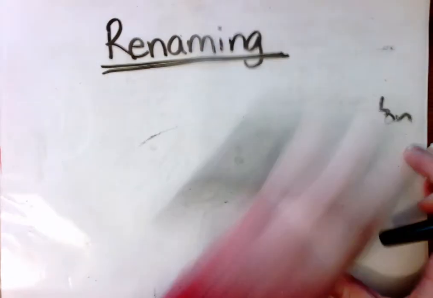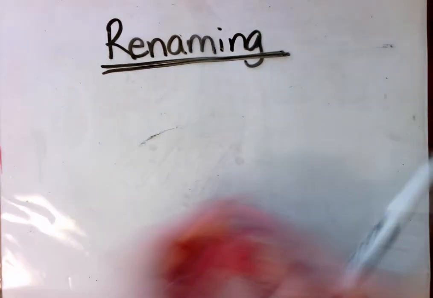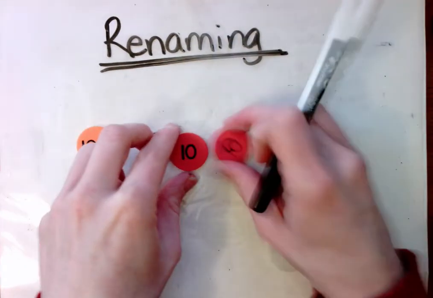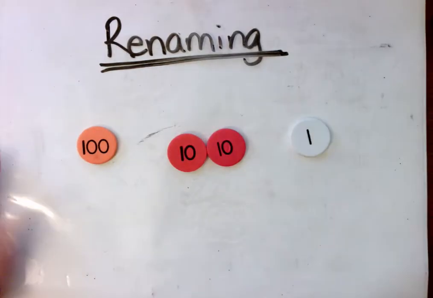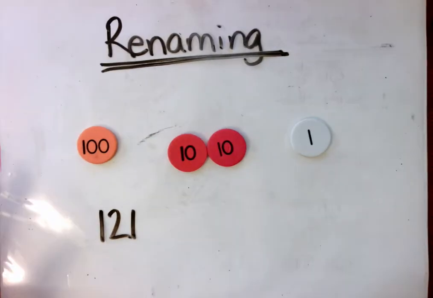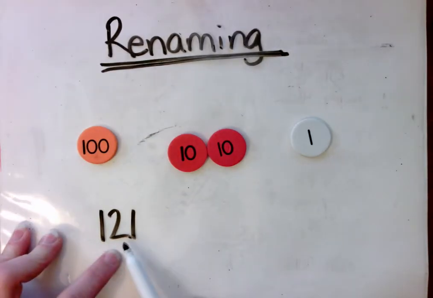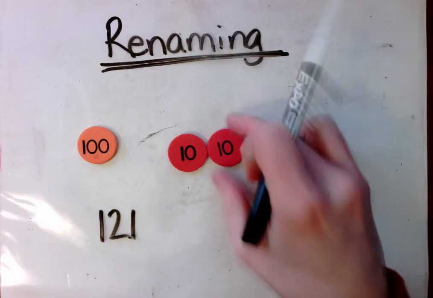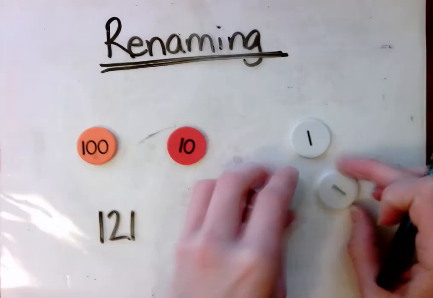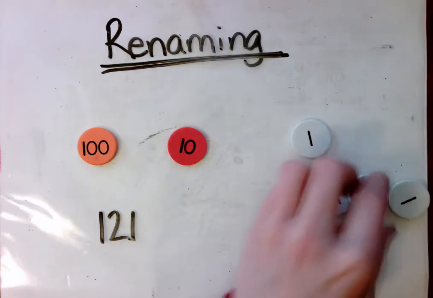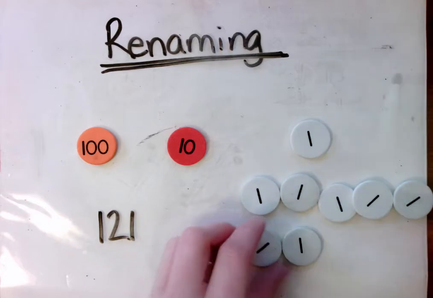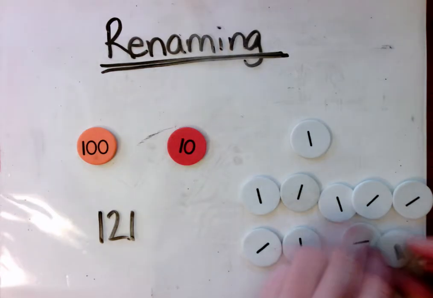So if I have the quantity 121, I could have the name 121 as 100, 2 tens, 1 one. But I might have the exact same value, the same quantity, with 1 less 10 and 10 more ones.